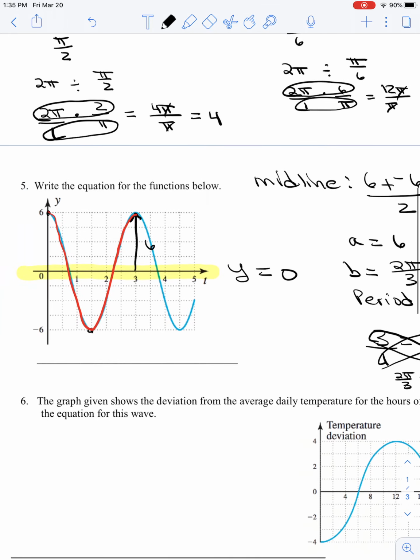So now I want to write my equation. I have to remember that this is the cosine curve because cosine does not start at the midline. I also know it's positive cosine because cosine starts at its maximum value. So my equation is y equals 6 cosine 2 pi over 3 t. And I'm using t for my x value because my x-axis here was labeled using a t.